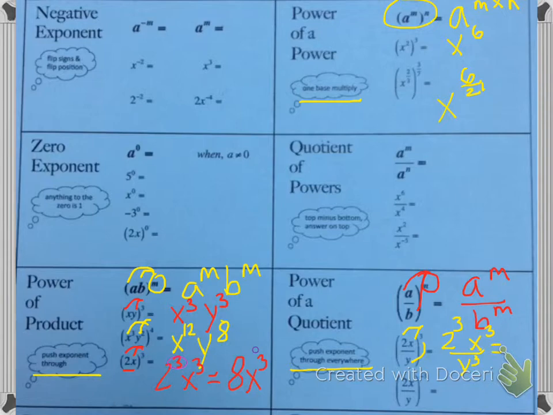So 2 is a number. I can find out what that is. 2 cubed is 8. So 8x cubed over y cubed is your final answer. Whenever I'm distributing an exponent, if the exponent is on the outside, I think of every number, every variable gets that exponent. Every number, every variable, every time.